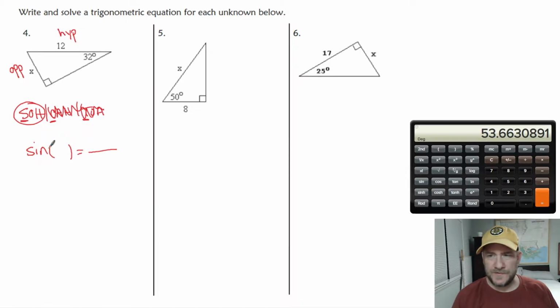And every sine equation is going to be the sine of an angle. So the 32 is what goes inside of the sine function. Then the fraction is going to be opposite over hypotenuse in that order, opposite on top, so x on top. Hypotenuse is on the bottom, so 12. Now we said just cross multiply. So I'm getting x times 1 is x. That'll be 12 times sine 32.